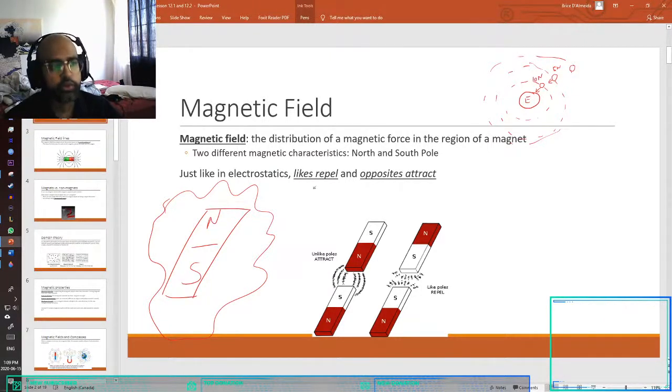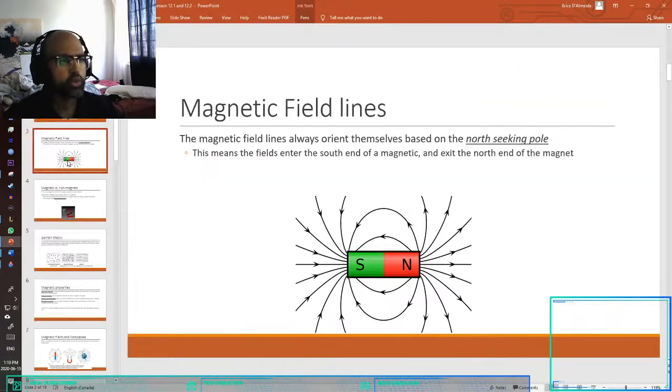And it also works the same for repelling. There has to be something about these fields that causes them to be pulled together and pushed apart. But unlike gravity, it is able to do both. Gravity only acts in one direction, only attractive. So the way we describe them is what we call magnetic field lines.